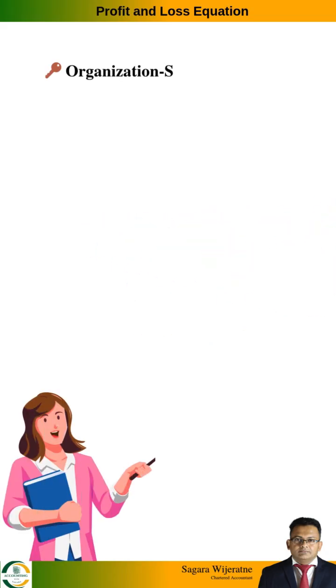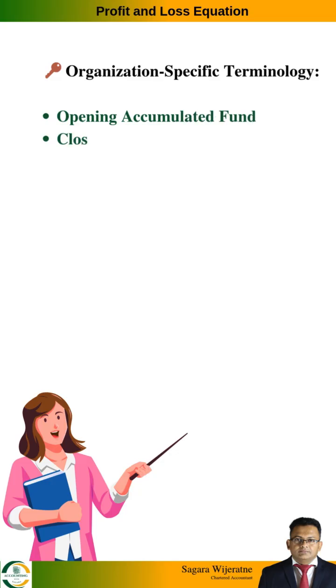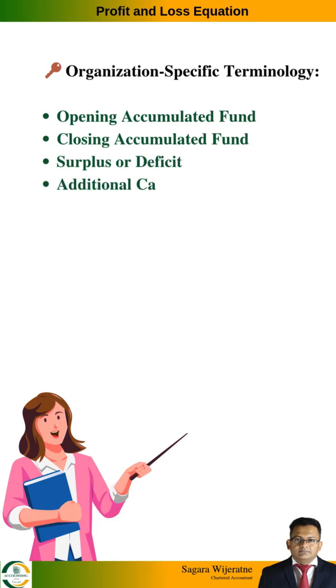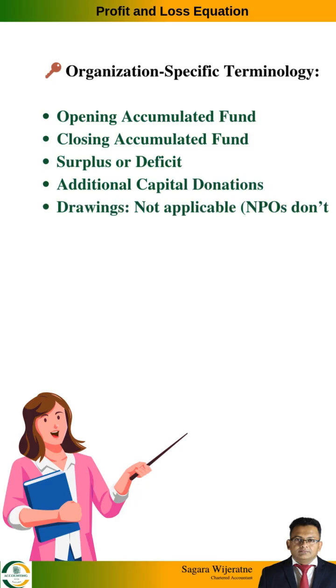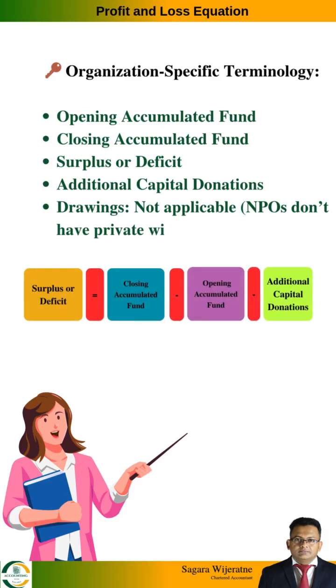Organization-specific terminology for the profit or loss equation. Opening accumulated fund, closing accumulated fund, surplus or deficit, additional capital donations, drawings not applicable. NPOs don't have private withdrawals. Equation. Surplus or deficit equals closing accumulated fund minus opening accumulated fund minus additional capital donation.